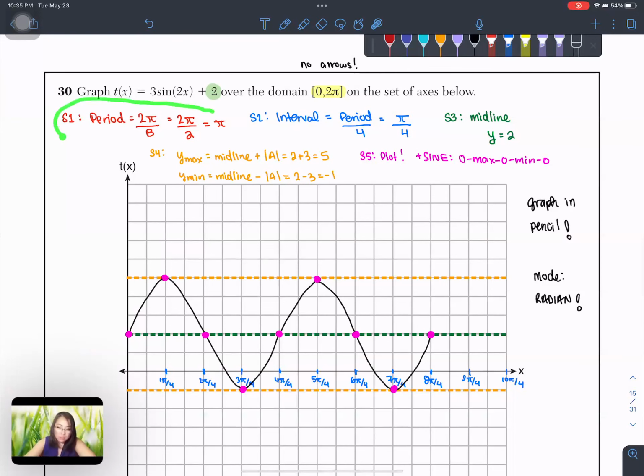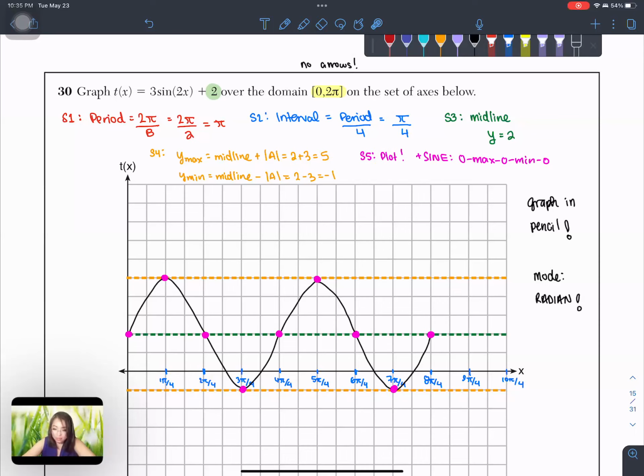I first would identify the period so that I can identify the interval, which is pi over 4. That way I knew to go, okay, this is 1 pi over 4, 2 pi over 4, 3 pi over 4, and so forth. And I stop at 8 pi over 4. And I made a mental note of that.